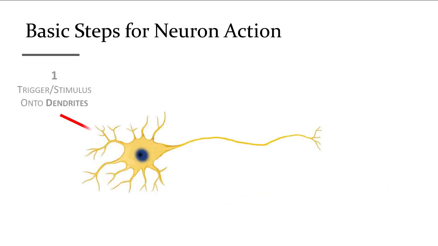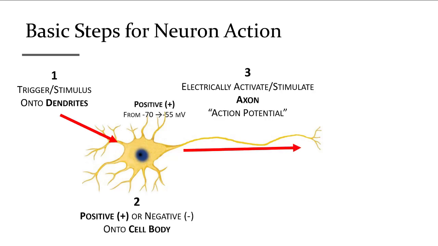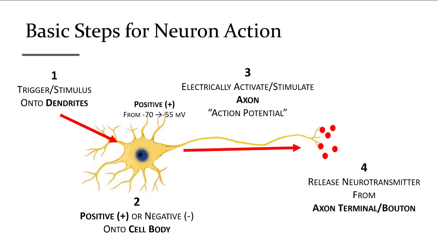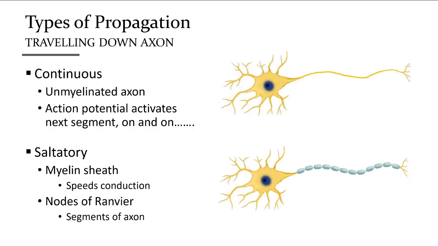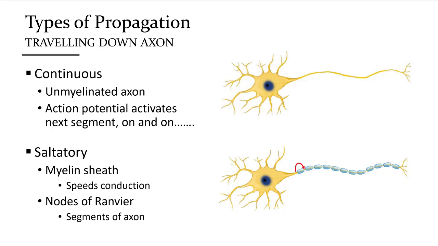So the basic steps for neuron action is it gets a trigger onto the dendrites and cell body. That makes it more positive, which then causes the voltage-gated channels along the axon to open in sequence, ultimately releasing neurotransmitters from the end. There are 2 ways that it travels. We've really been just talking about the continuous way, where we have one voltage-gated channel opening the next one in series down the axon. This is known as continuous propagation.